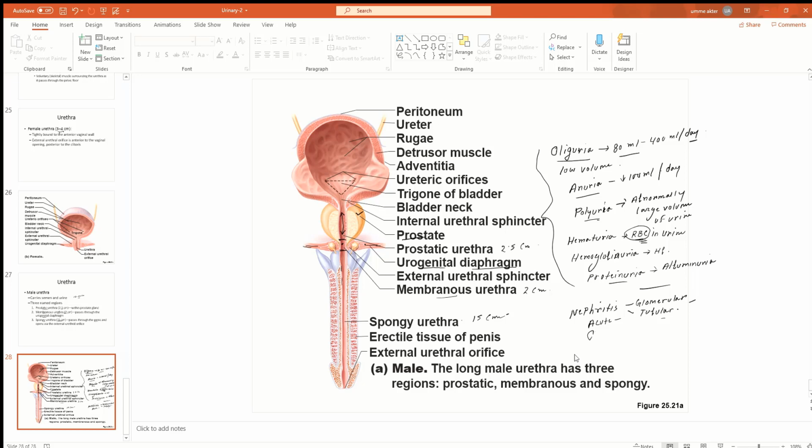And chronic nephritis will stay long, year after year, and can cause slow kidney failure. So chronic kidney failure can occur due to chronic nephritis. So those are a few clinical things you should just remember. That's all about the urinary system.